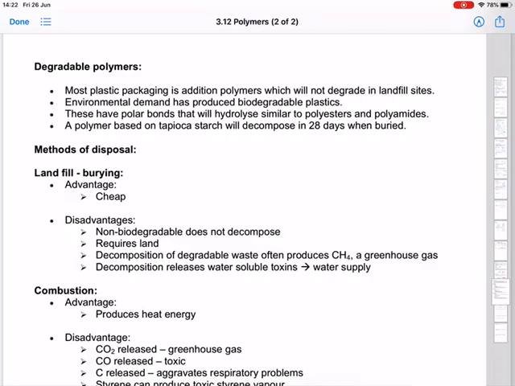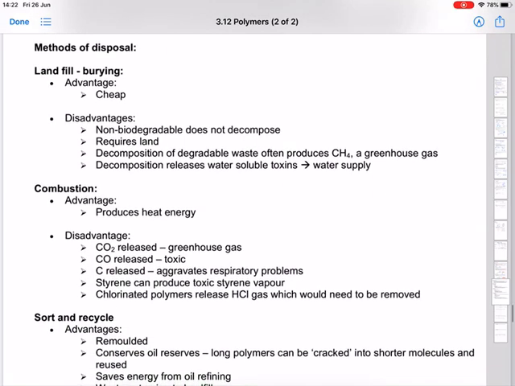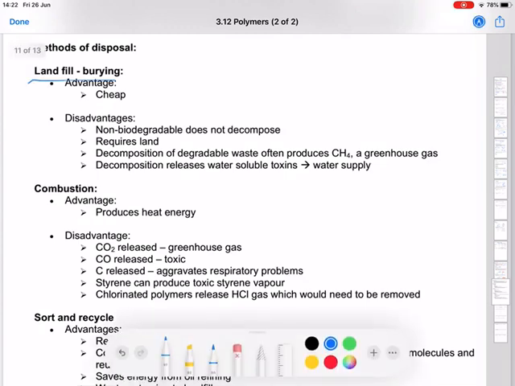So there are advantages and disadvantages to every method of disposal. However, there is no quick fix or easy solution to any of these. The most common one really is landfill. It is very, very cheap. However, non-biodegradable things don't decompose. Some of them that do decompose very often give off greenhouse gases such as CH4, and if they've got chlorines in there, then they can give water-soluble toxins, which would then eventually leach away into the water cycle.